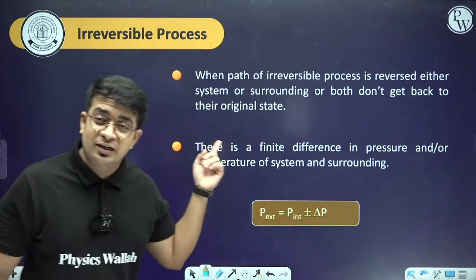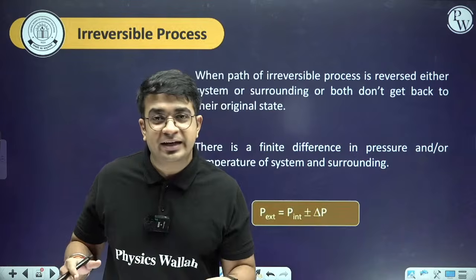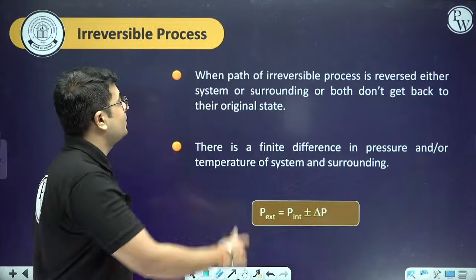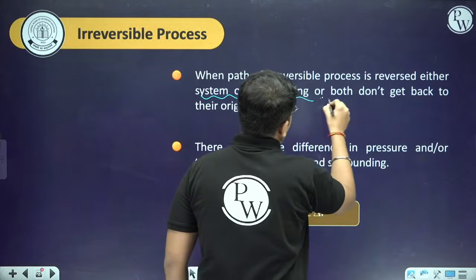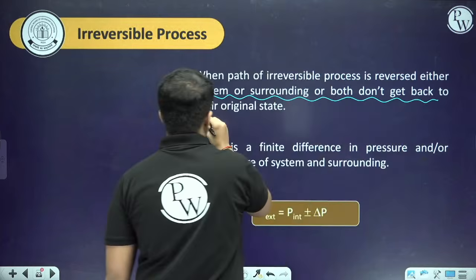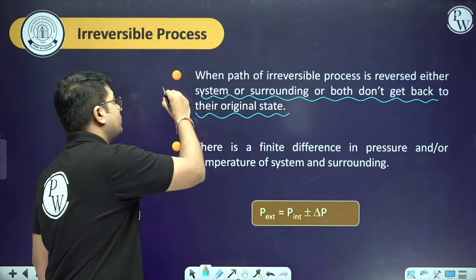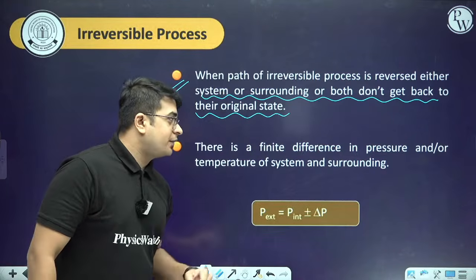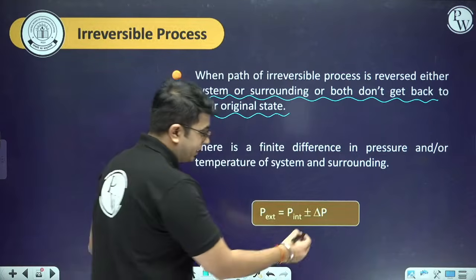If you have converted liquid into gas, now after removing the pressure, you cannot get the liquid back. It is actually converted into the gaseous state. So just remember, when the path is reversed, system and surrounding both don't get back to their original state. That is the condition of irreversible process. Now there is a finite difference in pressure and temperature of the system and surrounding. So that's why we have taken a large change.